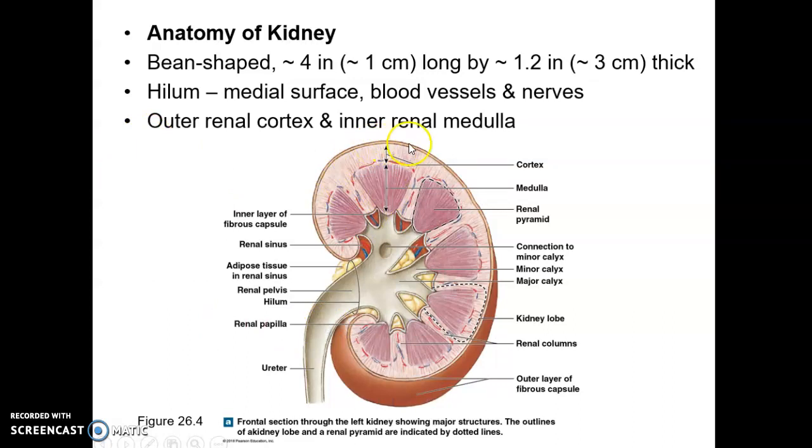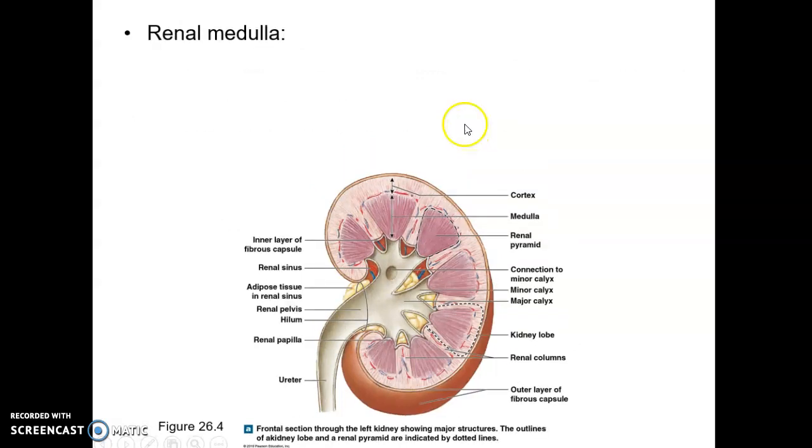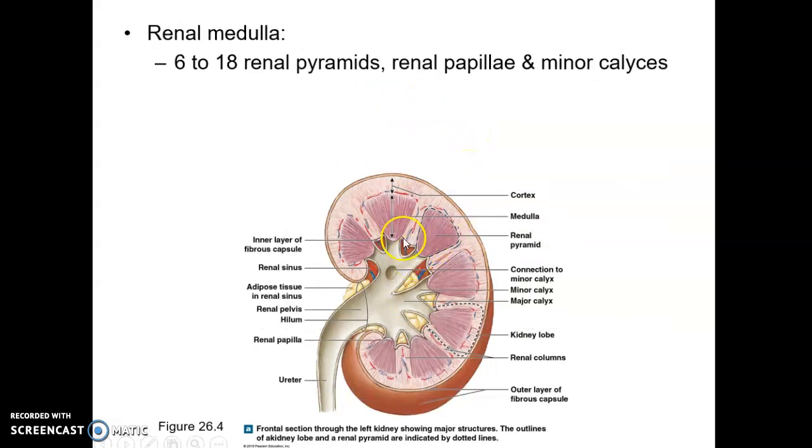Outermost, there's the outer renal cortex, here in lighter color. And then innermost, where all this stuff is the renal medulla, the more central core portion. So in the renal medulla, there's 6 to 18 renal pyramids, which we see here in kind of cross-section, and they're cone-shaped structures. At the end of each renal pyramid, the little tip here is the renal papillae.